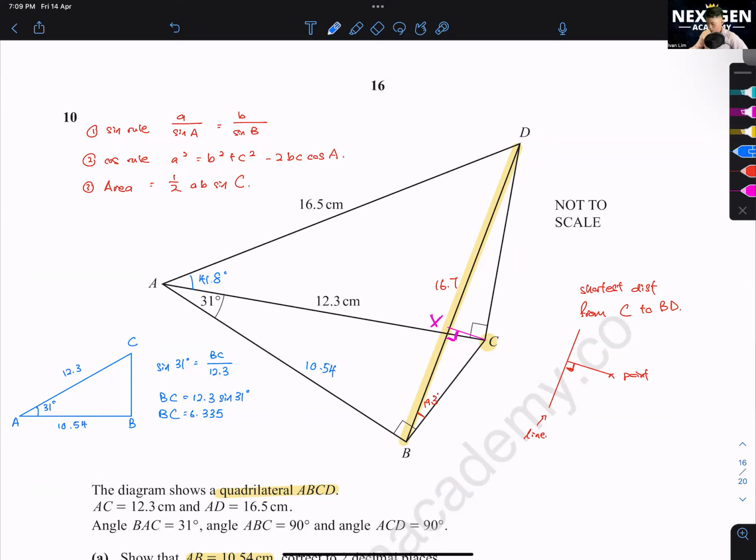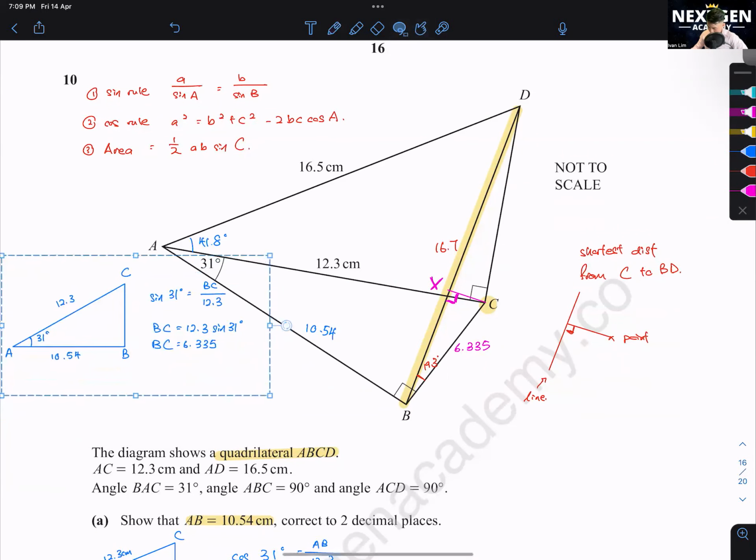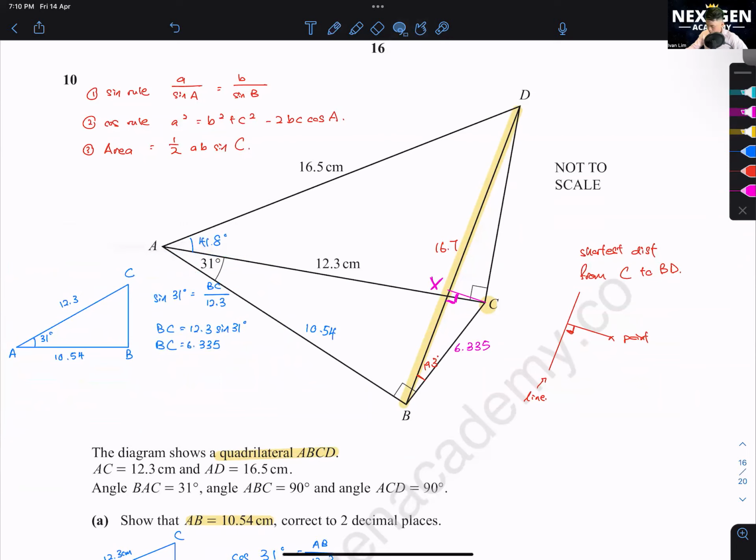Okay, so this is 6.335 over here, BC. The next triangle that I'll be using is angle BCX. This is the right angle here, X, C, and then B. Here is 19.3 degrees. Here is 6.335.